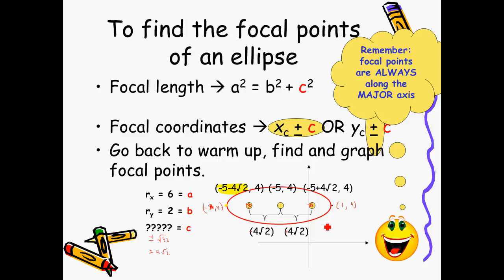So for all of your ellipses now, to get full credit for graphing, you need to have the center, vertices, co-vertices, and focal points. Those need to be graphed and labeled, and then of course your shape.